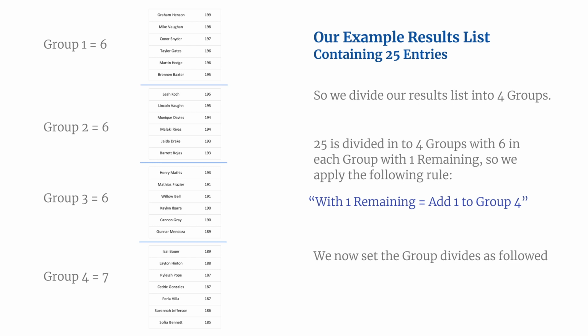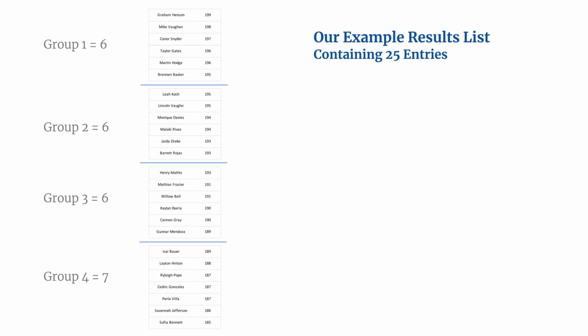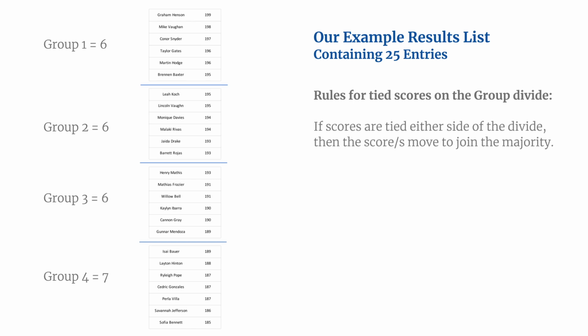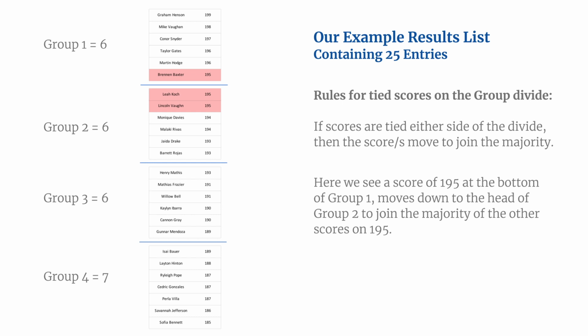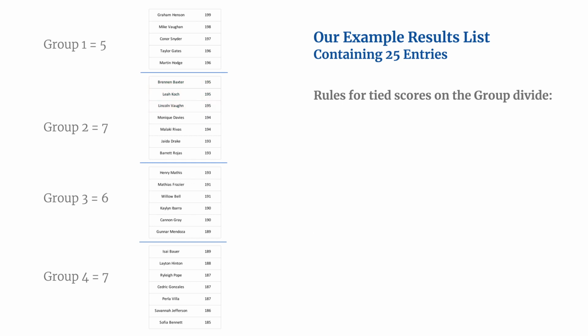As you can see, there are tied scores either side of the group divide. Here are the rules if this is the case. If scores are tied either side of the group divide, then the score or scores move to join the majority. Here, a single score of 195 at the bottom of group 1 moves to join the majority of scores on 195 and now heads group 2.